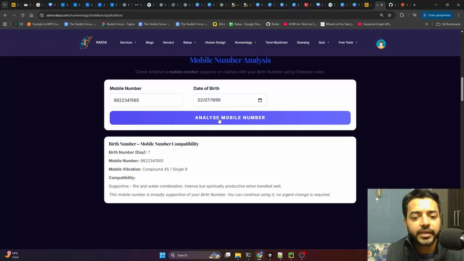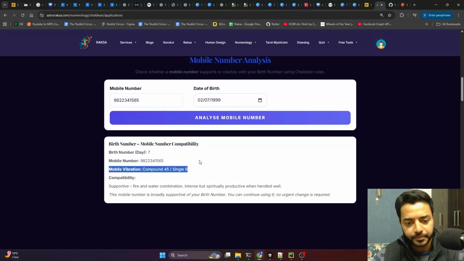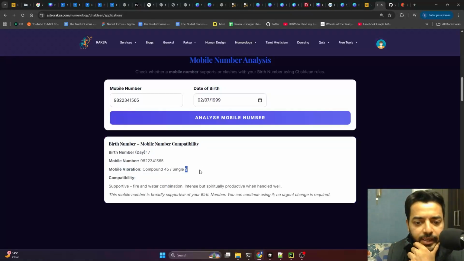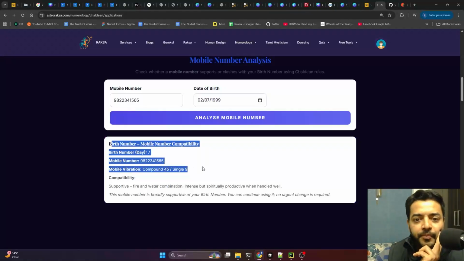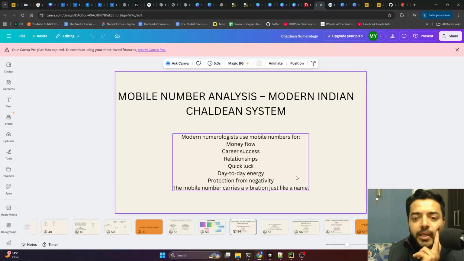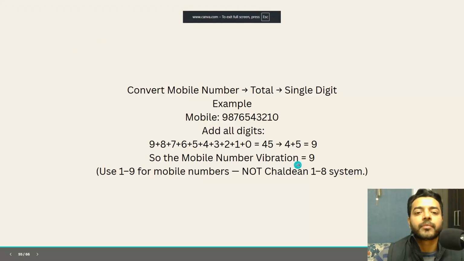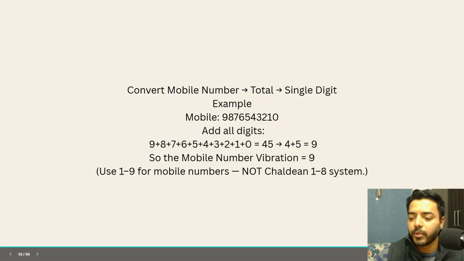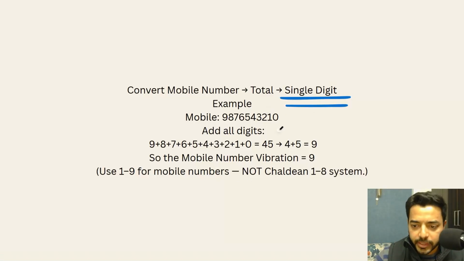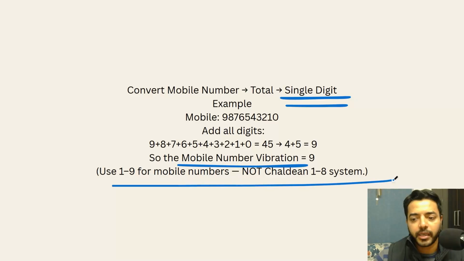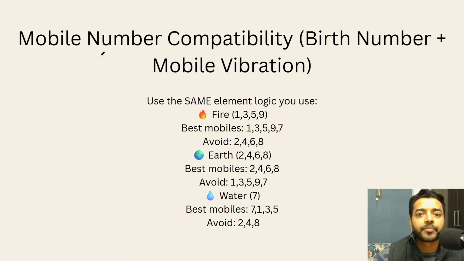So you will need to change it probably. So look at it from a different direction also. Maybe 9 is good. 9 is Mars. So this might be better. Right? So 7 and 9. 7 is water. 9 is fire. So this is a better combination. Right? So that is mobile number analysis. Yeah, so convert a mobile number into single digit and then add all the digits. So the mobile number vibration is 9, right? In this case. So that is mobile number analysis, right?